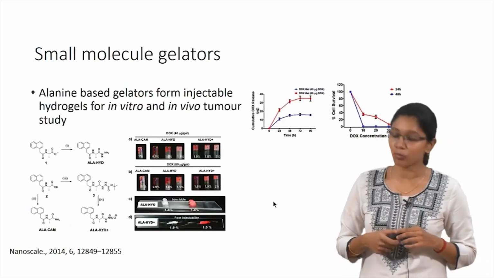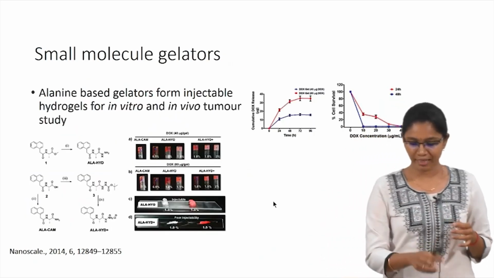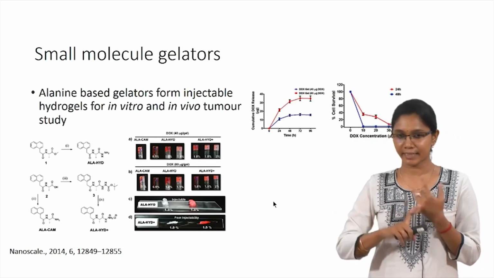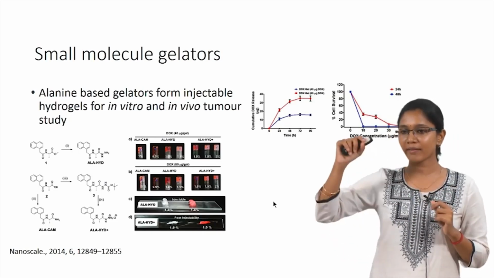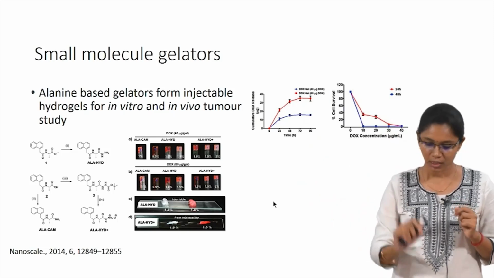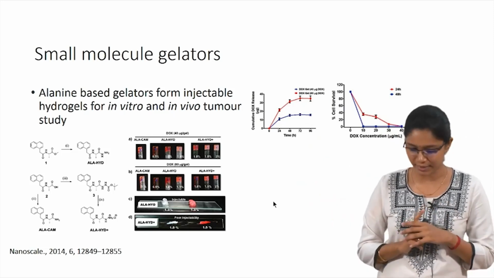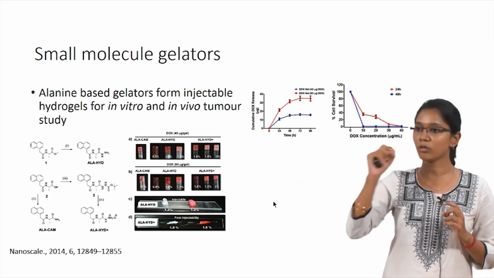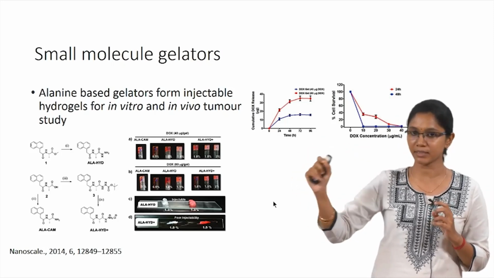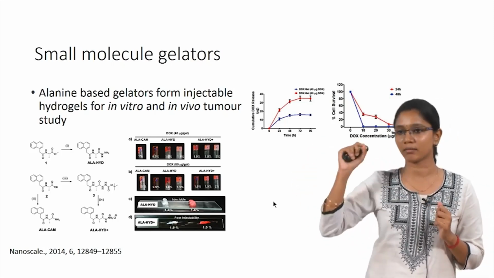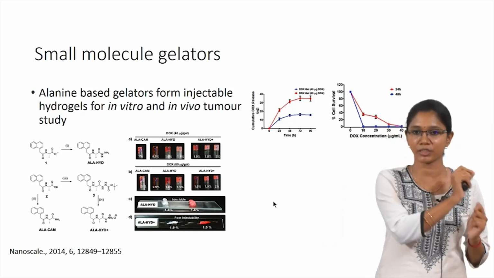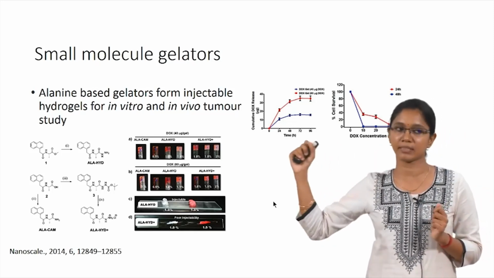So, these are another small molecule gelators where we have alanine. Alanine is the core molecule. So, they have small terminal modifications. Here the interesting part of the paper is that they have very small modifications to the terminal segments, showing how small chemical modifications alter the self assembly pattern of your system.